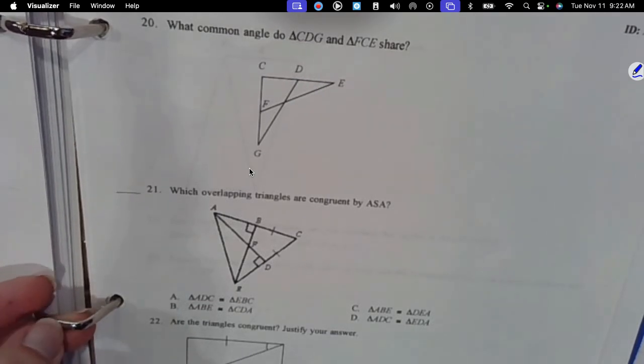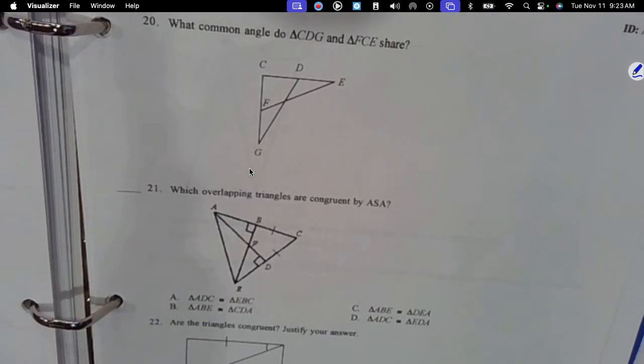What letter is C? We think it's C, but let's just highlight our triangles and make sure. C to D to G, okay? And then F, C, E. What angle do they share? C. I did want to make sure. It is angle C. I would put angle C. Are we good with that one?